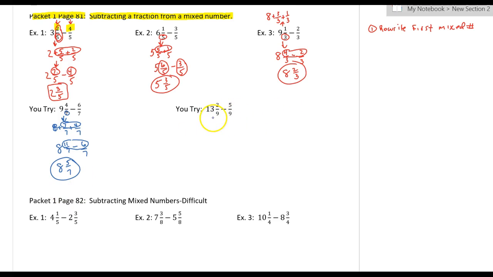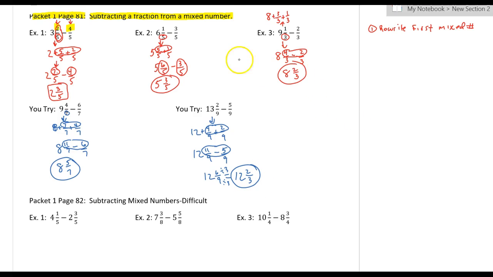Okay. The next U-try, 13 and 2/9. We're going to do 13 becomes 12 plus the 9 over the 9 plus the 2 over 9, and that gives you 12 and 11/9 minus 5/9. 12 minus 0 is 12, 11 minus 5 is 6 over 9, but 6 over 9 can be reduced. 6 can be divided by 3, 9 can be divided by 3. 6 divided by 3 is 2, 9 divided by 3 is 3, so you get 12 and 2/3.